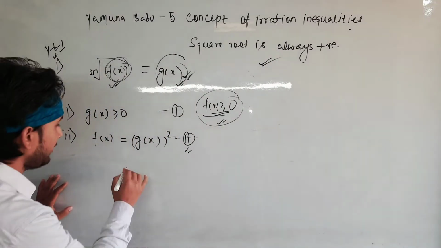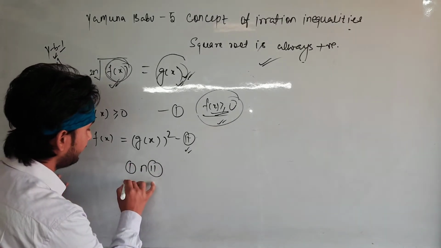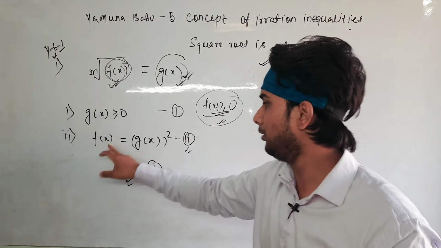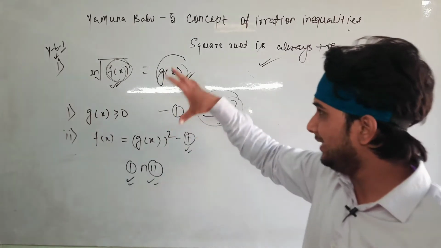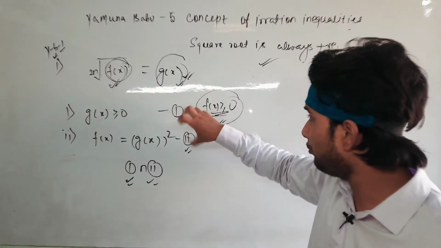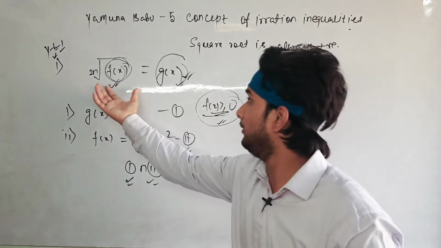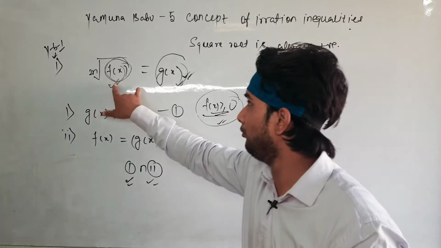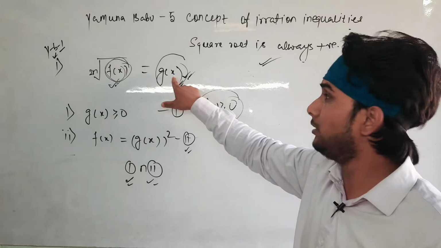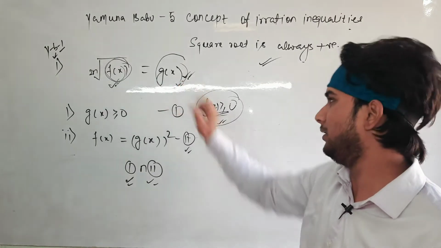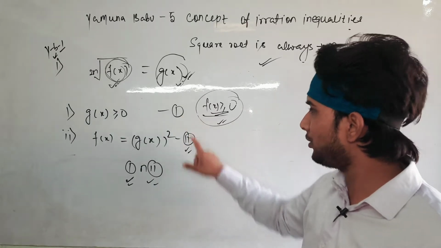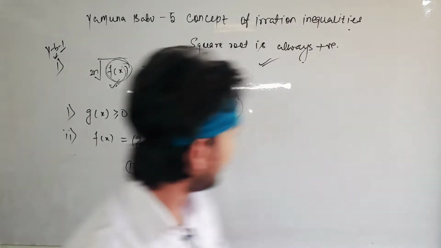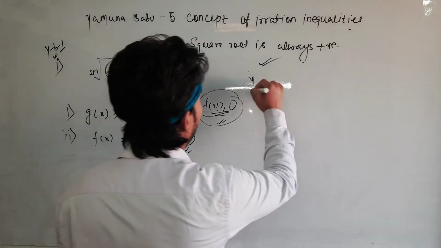Then what will you do? You will take the intersection, because if g(x) is greater than or equal to 0 and f(x) equals g(x) whole square, then from these two conditions simultaneously it will be correct that the square root is equal to g(x). So we have to apply only these two conditions. This says YB concept number 1.